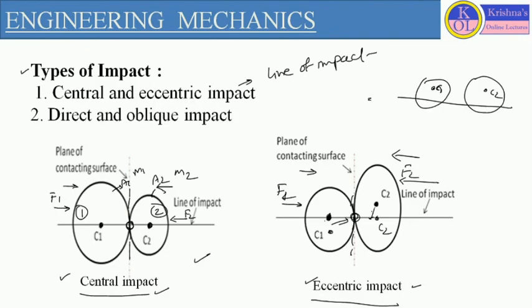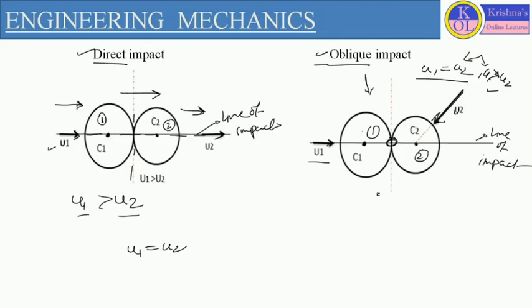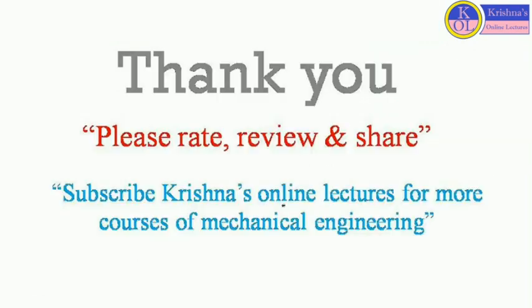So here we have four types of impact: central and eccentric impact, direct and oblique impact. Central impact, when mass centers are lying on the line of impact; eccentric impact, when the mass centers of the bodies are not lying along the line of impact; direct impact, when the direction of motion is along the line of impact; and oblique impact, when the direction of motion before collision is not along the line of impact. These four types of collision we should know.